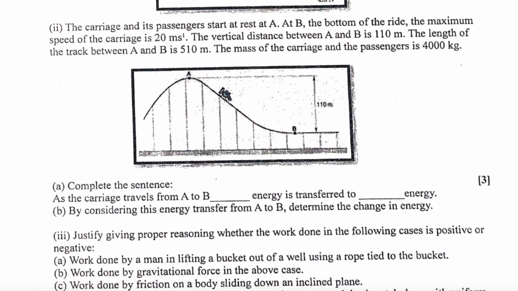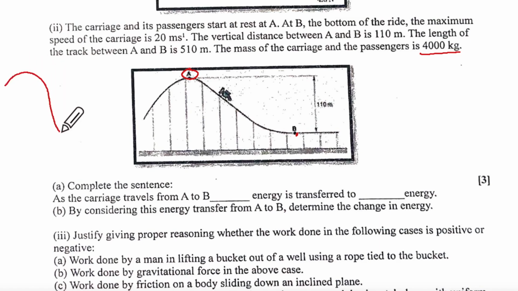Now this is easy. Carriage passengers are at rest over here. So potential energy maximum, kinetic energy 0. At B, bottom of the ride, maximum speed is 20, so here 20 meter per second. Vertical distance between A and B is 110 meter. The length of the track A to B is 510 meter. Mass of the carriage along with the passengers is this.